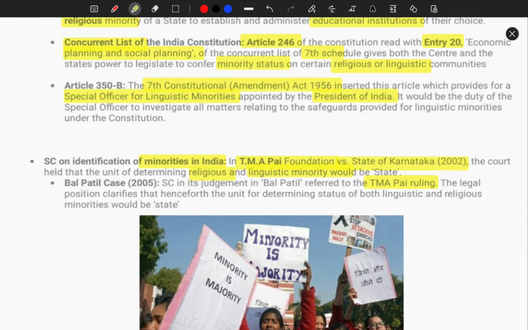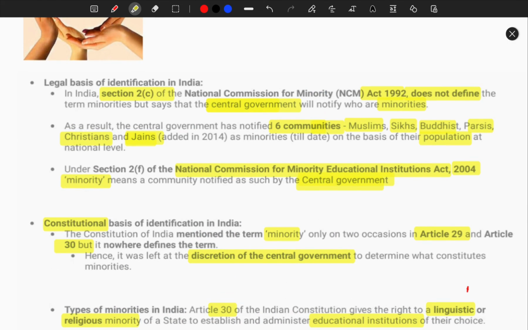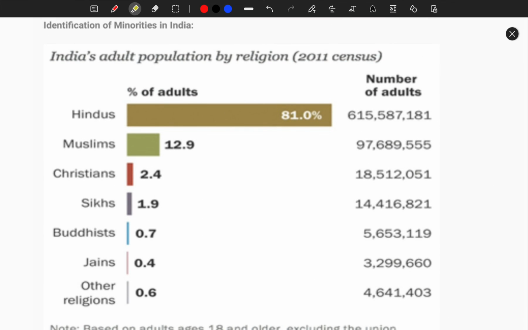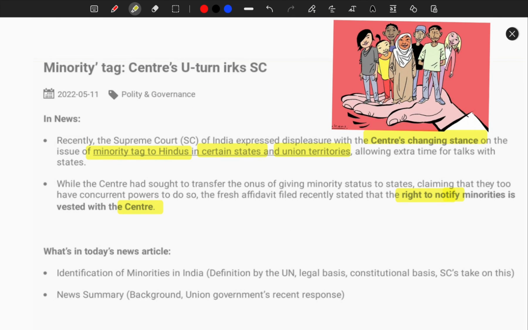Presently, this is what happened on constitutional and legal grounds. We know that only a few communities have been declared minorities, like Muslims, Christians, Sikhs, Buddhists and Jains. Okay, this is what was in the news.